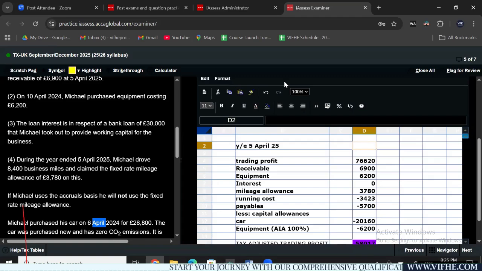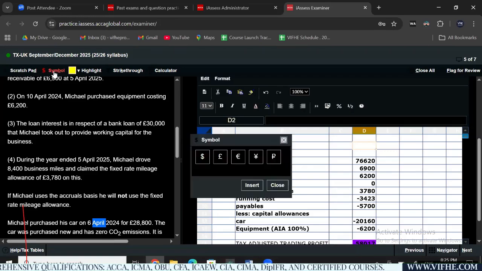Just figure out that in the start, you can see the scratch pad. I'll be using the scratch pad in tomorrow's session when I'll be dealing with section A and B. And this is now the symbol. Now click on this and there are 5 symbols that you can insert. Of course, the relevant one is pound. I have clicked on it, insert, and see, it is there.